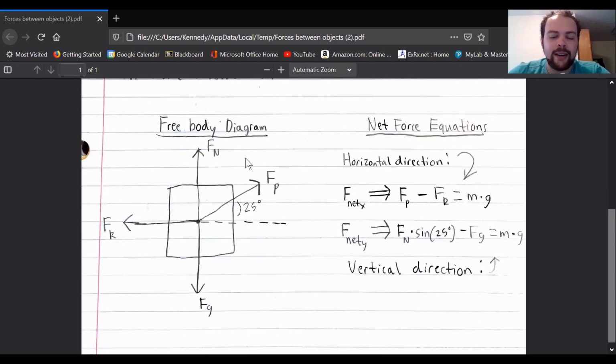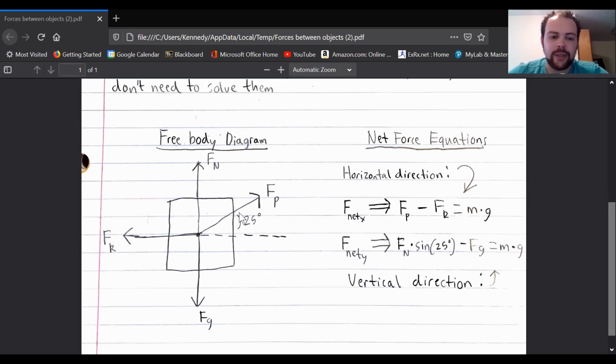This is a free body diagram for the cube. Usually when I do free body diagrams for any problem, I like to start with the normal force and the force of gravity, because we know the normal force always points up in the positive direction, and gravity will always point down in the negative direction. That's a good place to start so you don't get messed up later on when you have to figure out kinetic friction and the pulling force, pushing force, all those kinds of things.